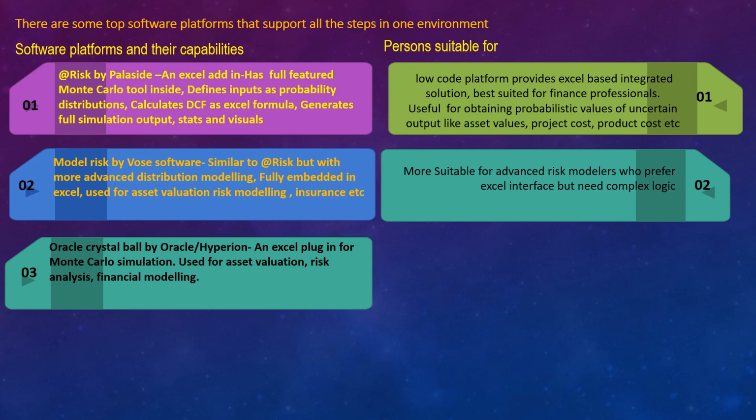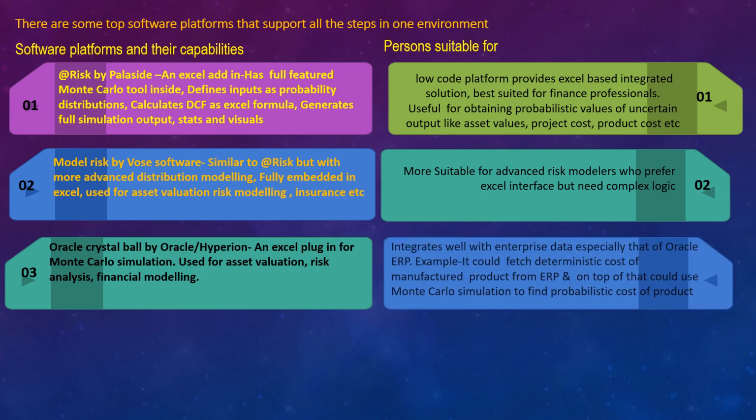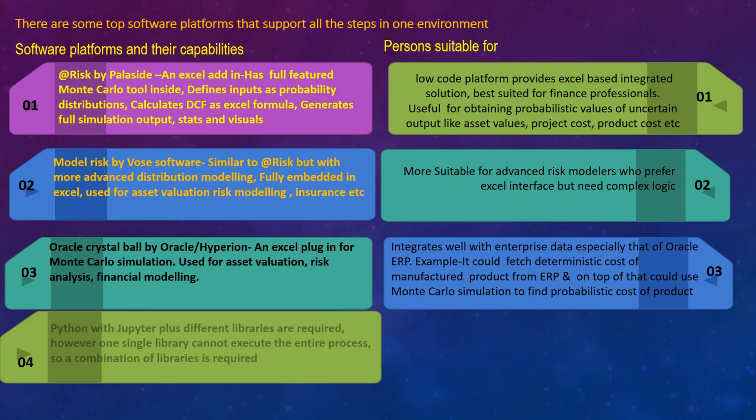Oracle Crystal Ball by Oracle/Hyperion, an Excel plugin for Monte Carlo simulation used for asset valuation, risk analysis, financial modeling. Integrates well with enterprise data, especially data of Oracle in ERP. For example, it could fetch deterministic cost of manufactured product from ERP, and on top of that could use Monte Carlo simulation to find probabilistic cost of product.